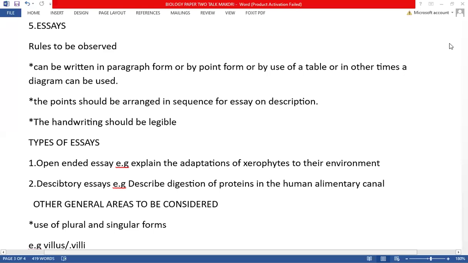But normally, if it is a guided essay, like now anakuambia indicate 5 functions of a certain organ, you are supposed to also be specific, 5.